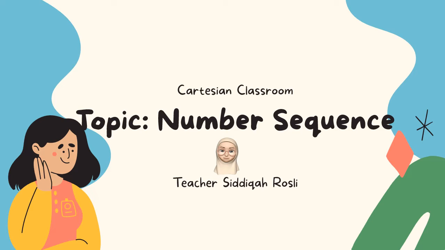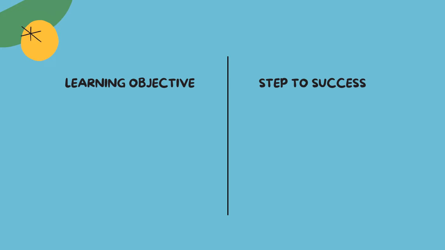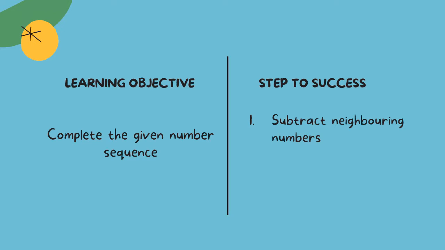Today, we're going to learn about number sequence. So let's start. Our learning objective for today is we are going to complete the given number sequence. Our steps to success for today: the first one is we are going to subtract neighboring numbers.